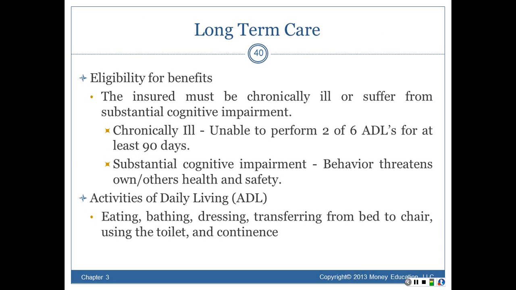You must memorize the activities of daily living. I normally do bathing, eating, dressing, bed, transferring, toileting, TT, incontinence, poo-poo. Bed, TT, poo-poo. That's how I remember it. You don't have to remember it that way. You just have to remember there are the 6 activities of daily living, and if you are unable to perform 2 of them, you have satisfied the need for long-term care coverage to start paying for you.